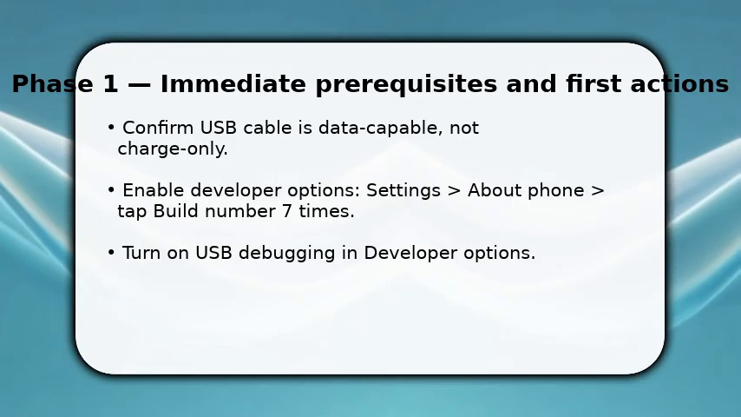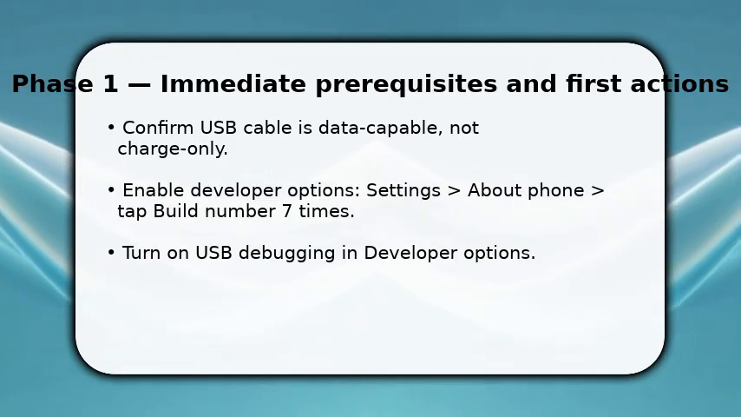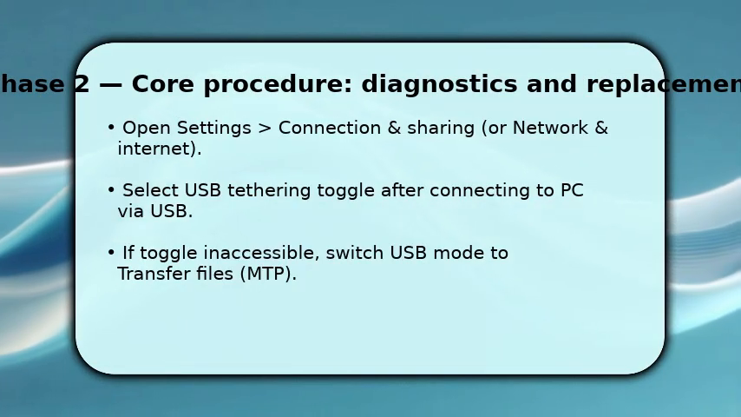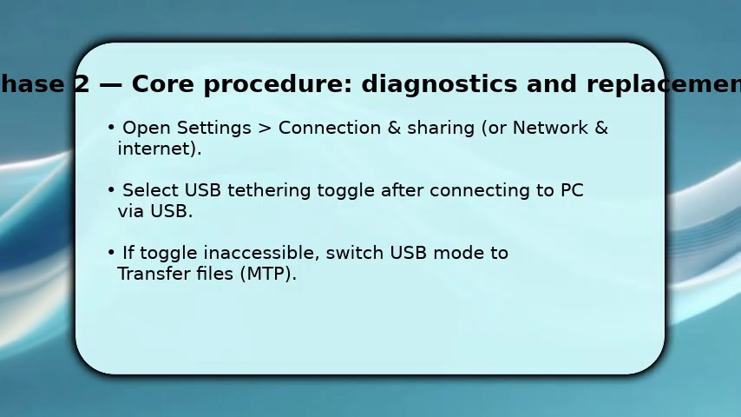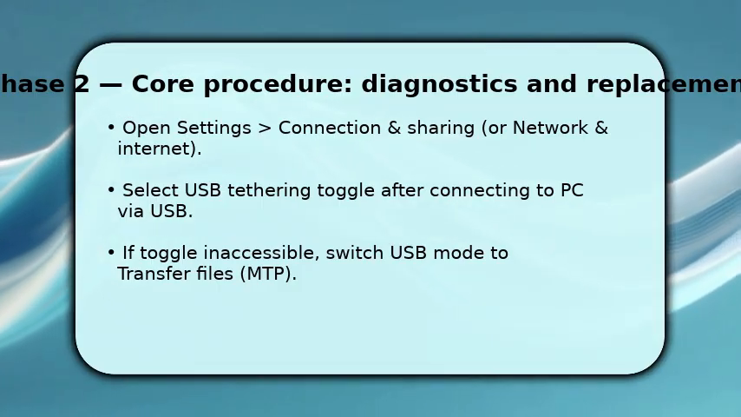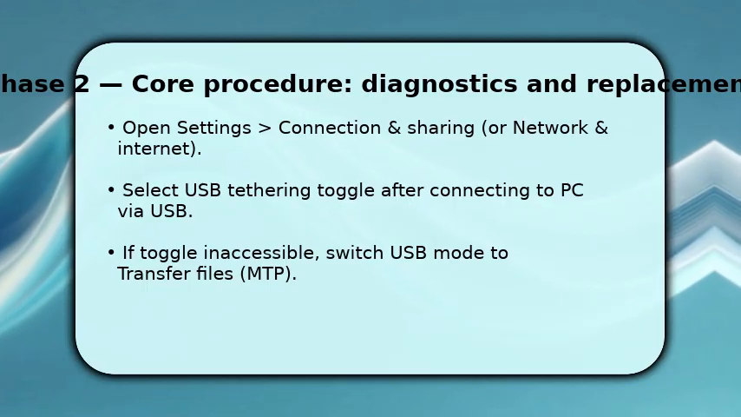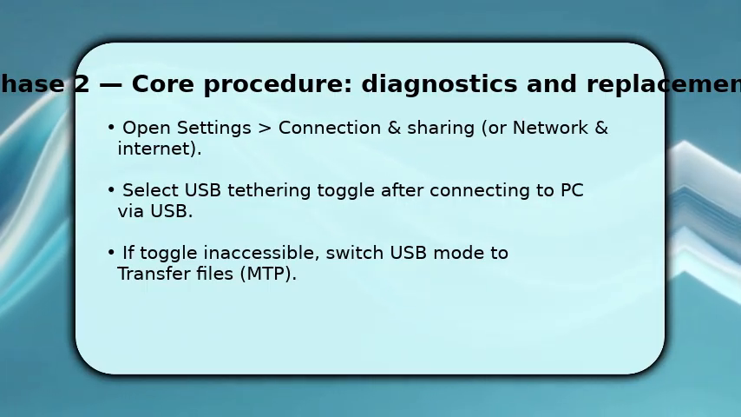With the cable connected and debugging allowed, go to Settings and open Connection and Sharing or Network and Internet. This path varies slightly across ColorOS versions. Once there, you'll see USB tethering. Flip the toggle to enable it.